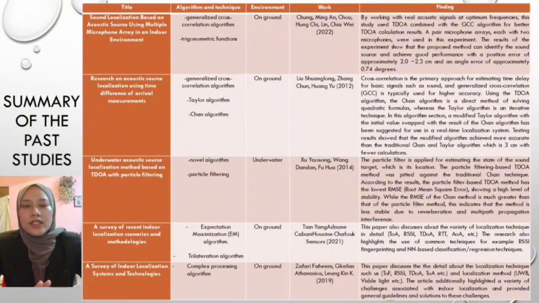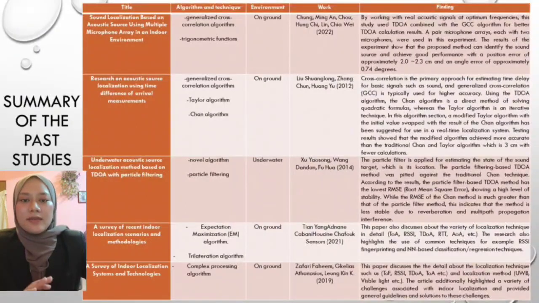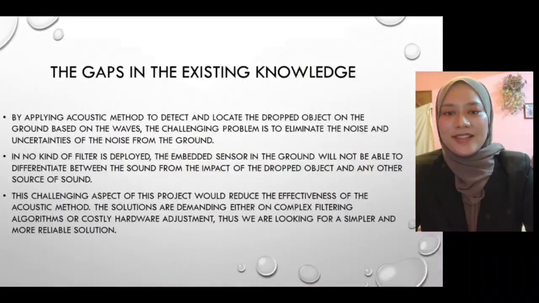multipath propagation interference. The next paper is a survey of recent indoor localization scenarios and methodology. This paper also discusses the variety of localization techniques in detail, which are TOA, RSSI, TDOA, RTT, AOA, and others. The research also highlights the use of common techniques, for example RSSI fingerprint and NN-based classification regression techniques.